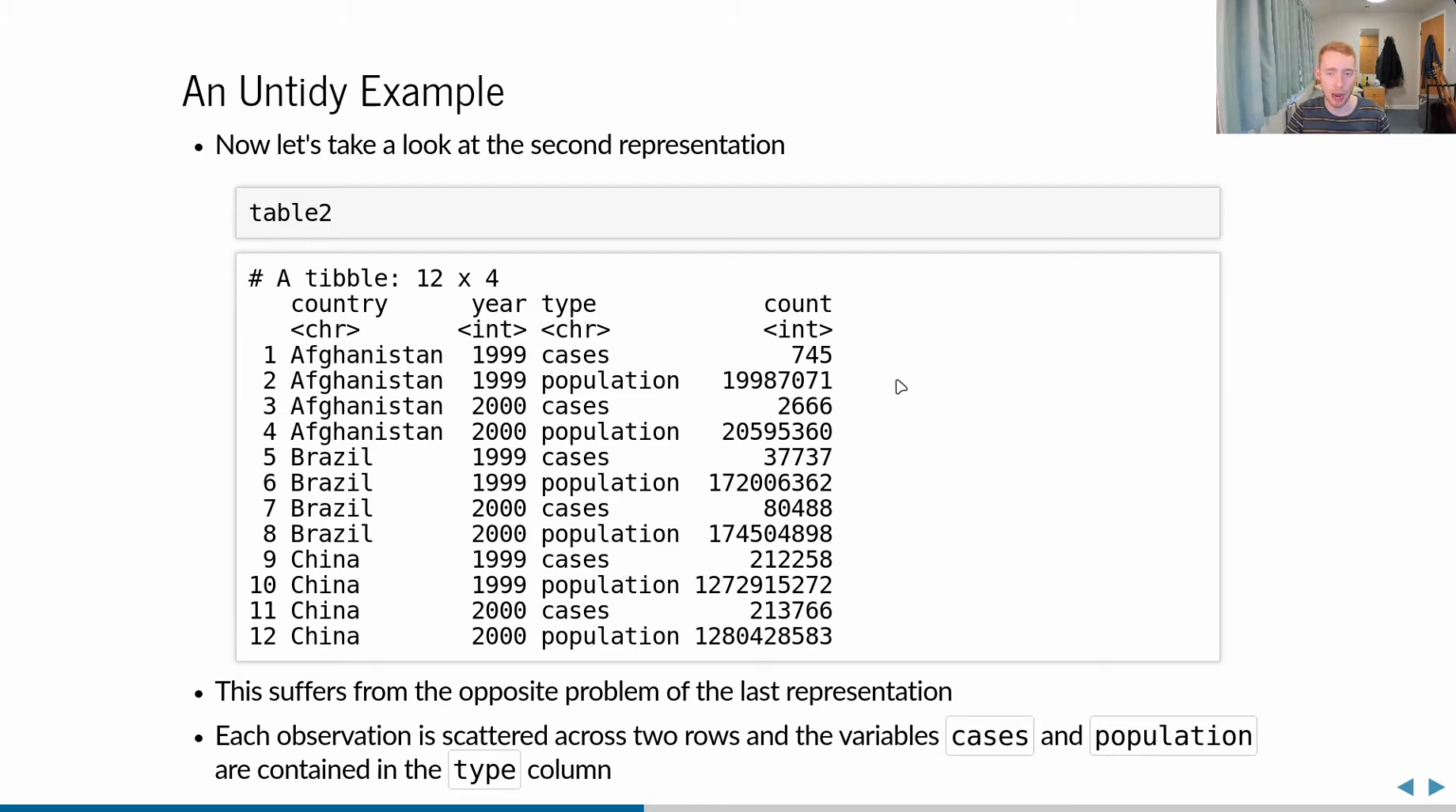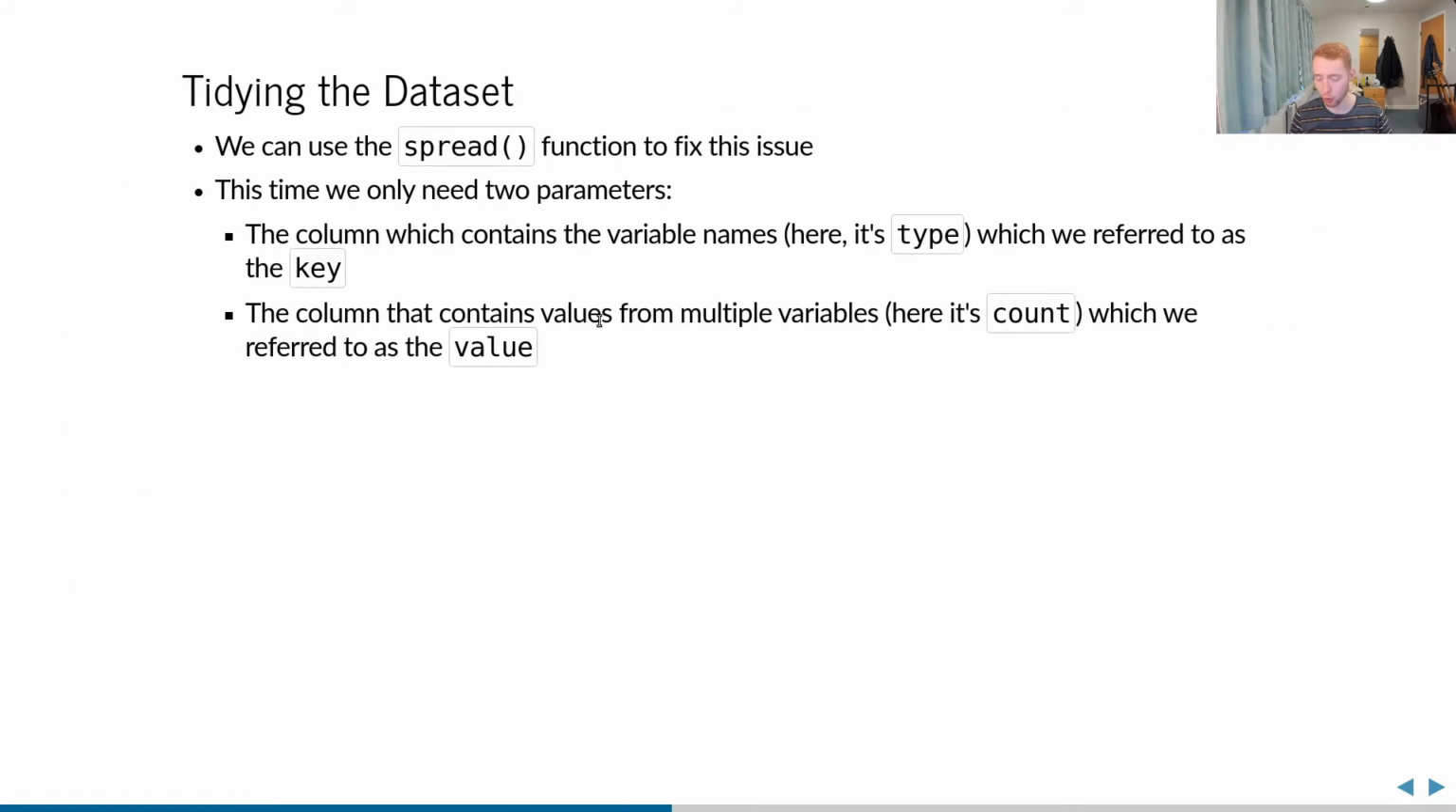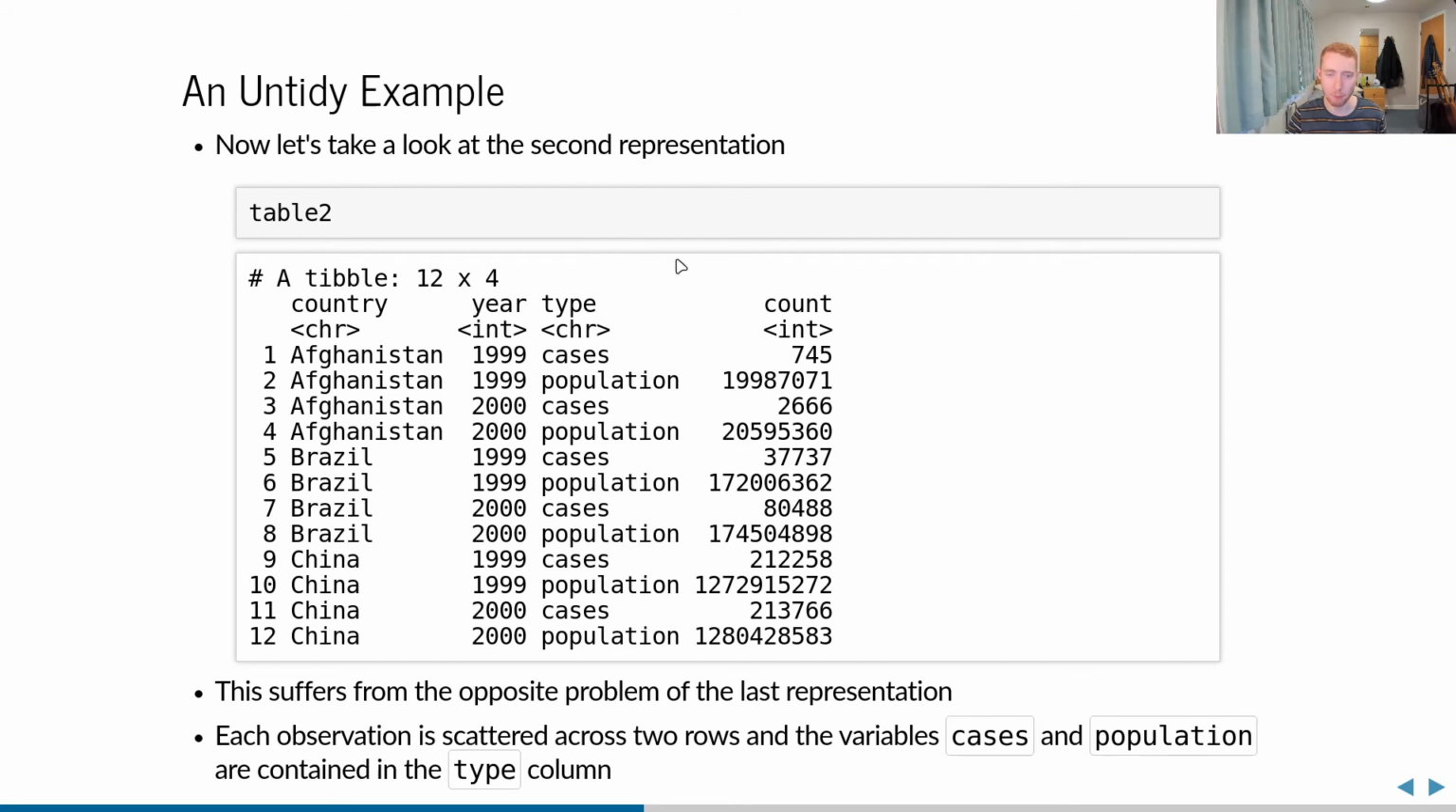Because of that, we have this non-variable column here, which is type. Type isn't something you can measure about a country in a given year. And so we want to resolve this and get this back to looking like table 1. We can do this using a thing called spreading, which is in fact the opposite of gathering. Here we have these two columns, type and count. What we want to do is spread out this type into two columns, one column for cases and one for population, and fill in the values.